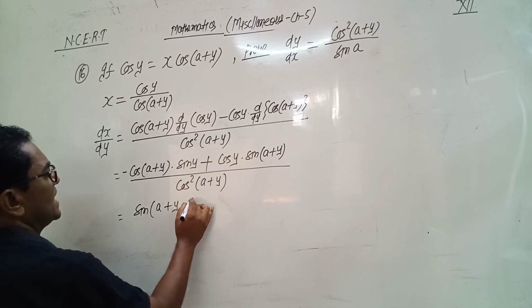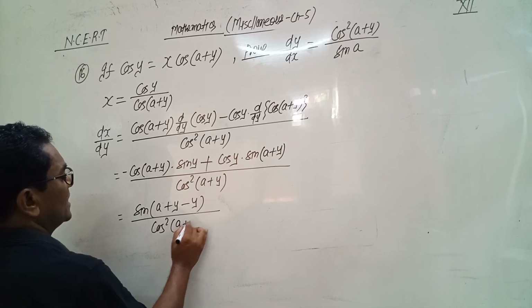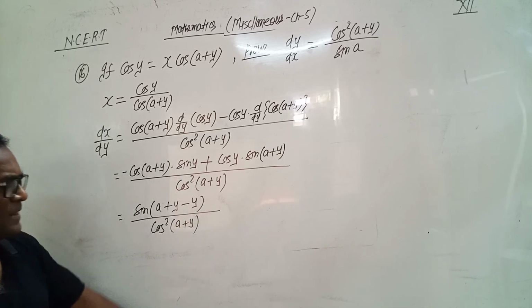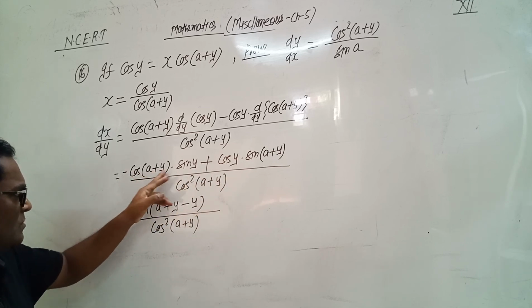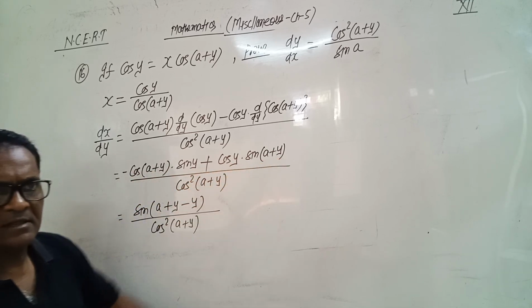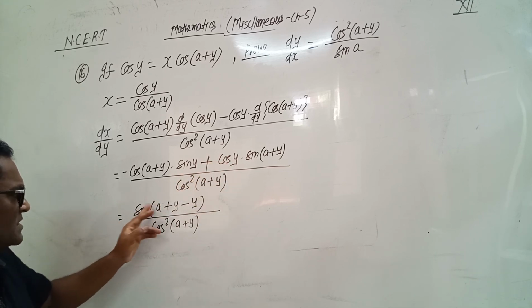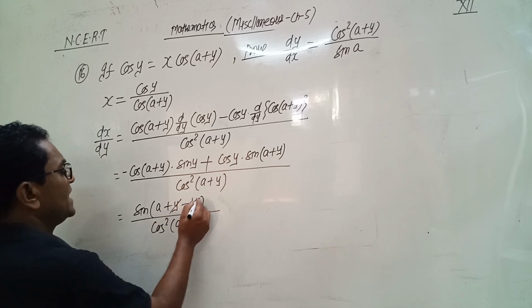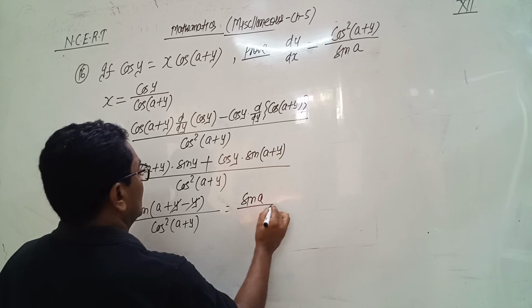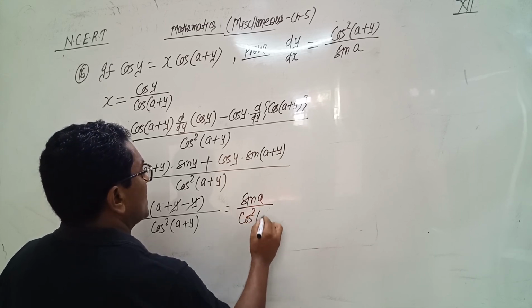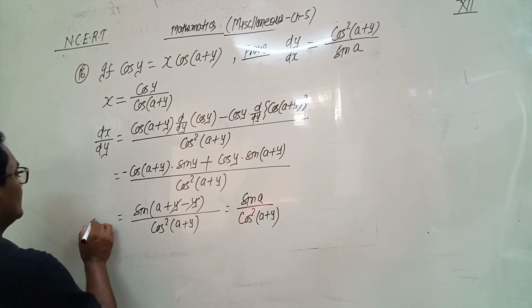So (a plus y minus y) upon cos square (a plus y). We have used the formula sin a cos b minus cos a sin b. At the place of a there is a plus y, and at the place of b there is y. So it becomes sin(a minus b). So y and y get cancelled, and it comes sin a upon cos square (a plus y). This is the value of dx by dy.